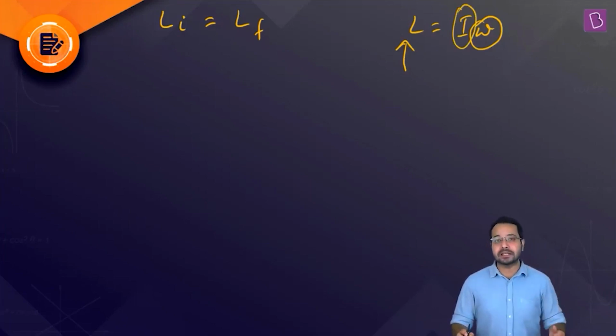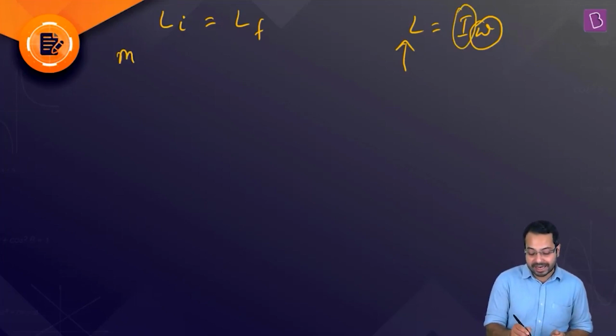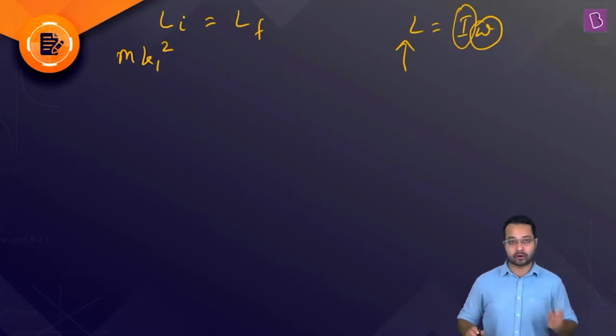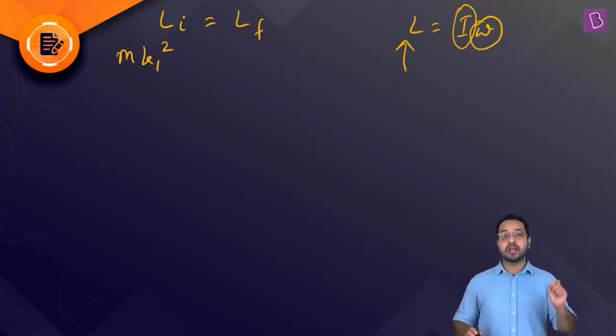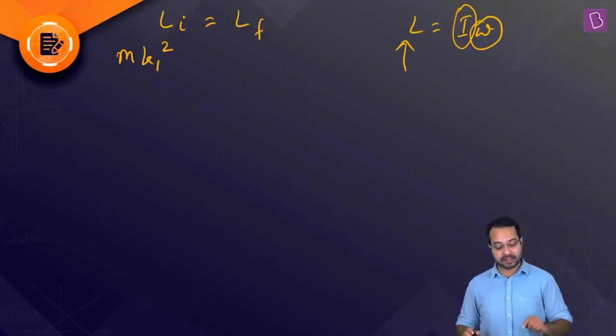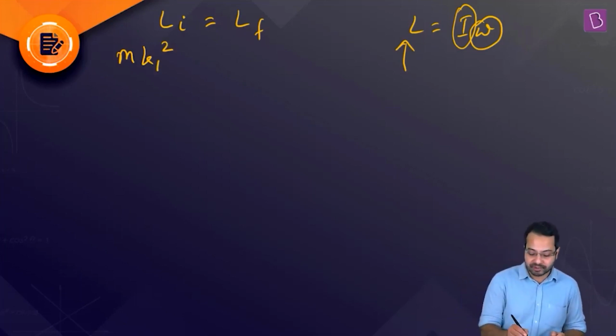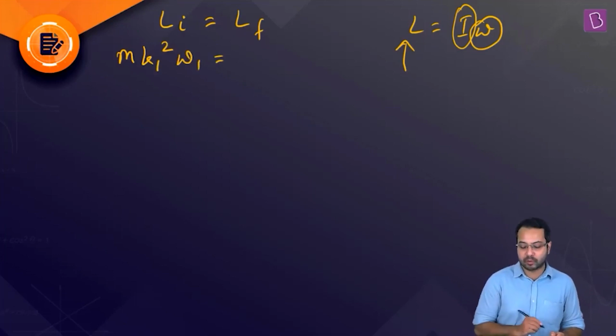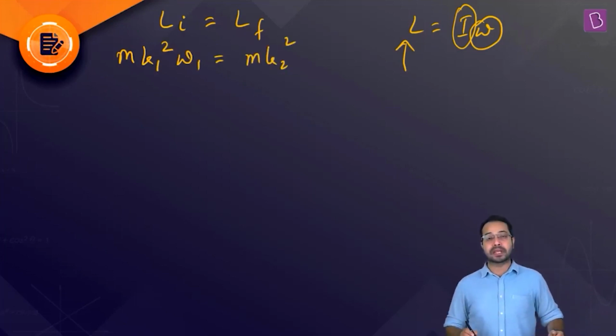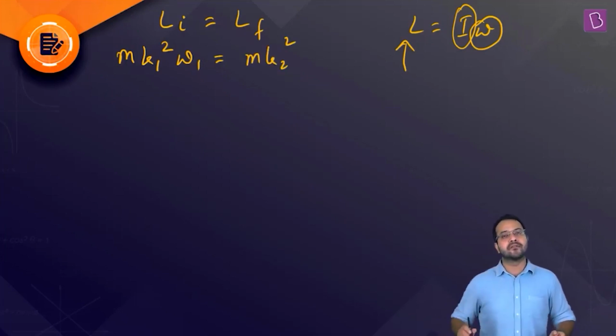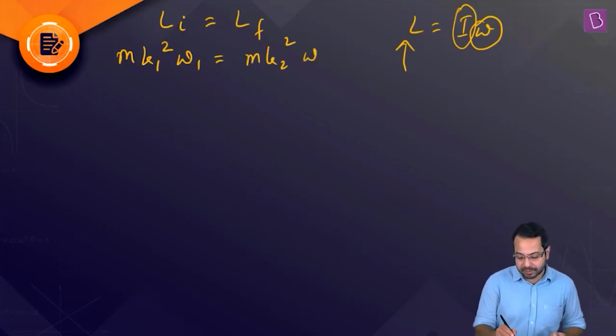Okay, so let's say that the moment of inertia in the initial condition is mk1 square. So moment of inertia I'm writing in terms of radius of gyration, and that becomes mk1 square multiplied by omega 1 is equal to the final angular momentum, which is going to be mk2 square, where k2 is the radius of gyration in the final scenario, multiplied by omega 2.